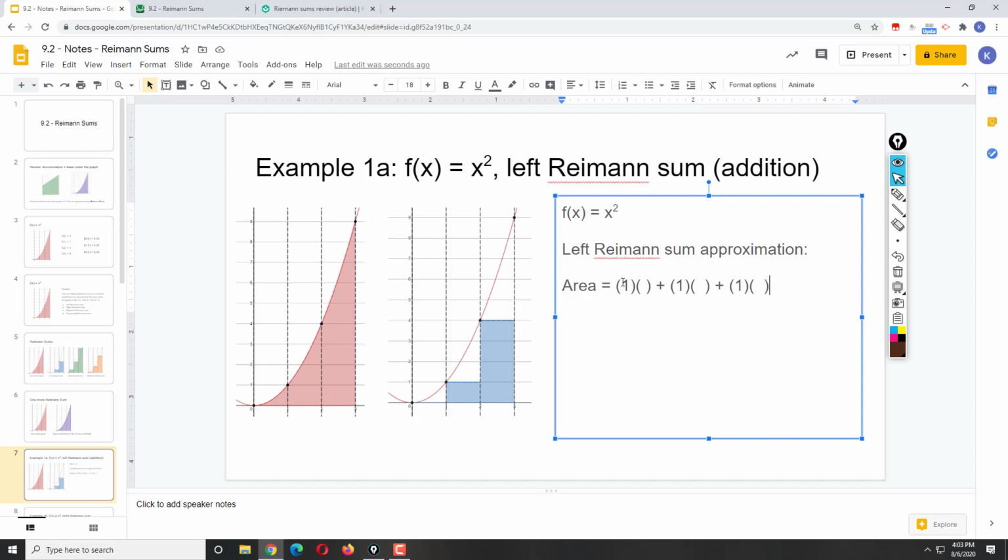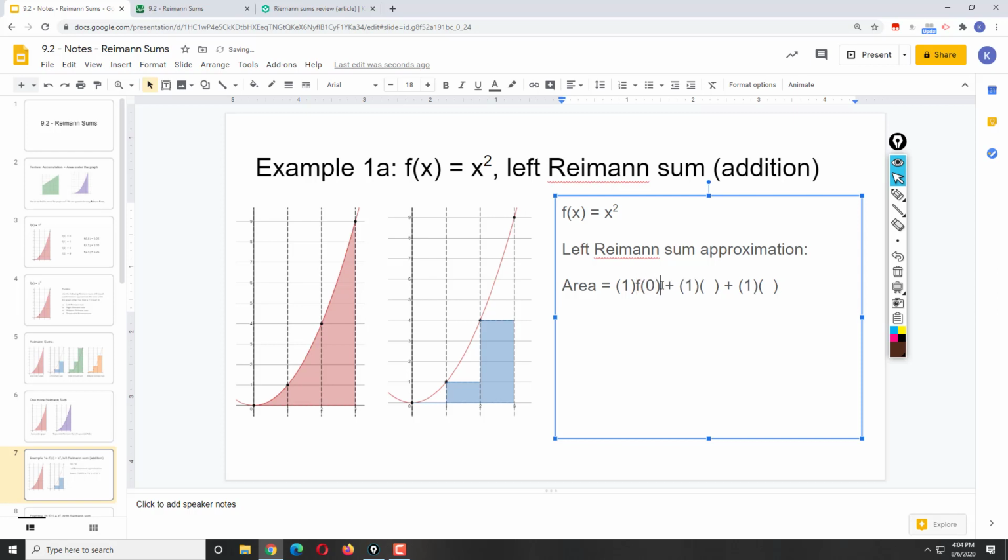Now the height is given by the value of the function on the left of the interval. Now you might say, hey, I see the screen. I see that your left Riemann sum only has 2 rectangles. So why am I saying 3? There really are 3 rectangles. It's just that the first rectangle has a height of 0 because the height is f of 0, and f of 0 is equal to 0 for x squared.